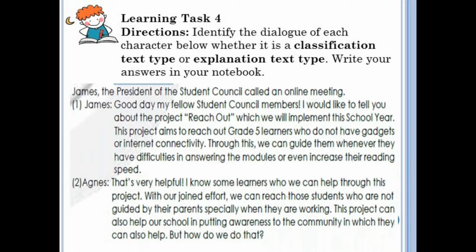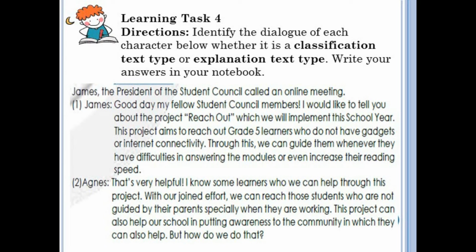James, the president of the student council, called an online meeting. Number 1. James: Good day, my fellow student council members. I would like to tell you about the project Reach Out, which we will implement this school year. This project aims to reach out to grade 5 learners who do not have gadgets or internet connectivity. Through this, we can guide them whenever they have difficulties in answering the modules or even increase their reading speed.